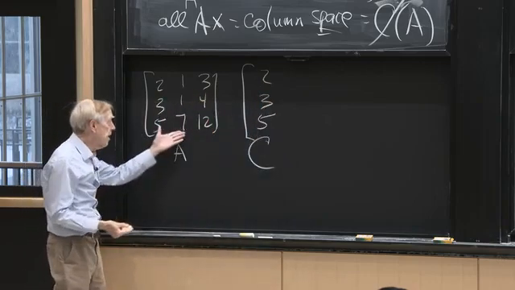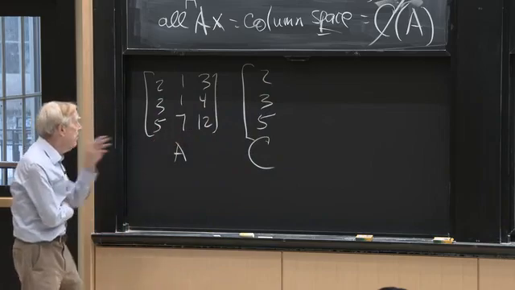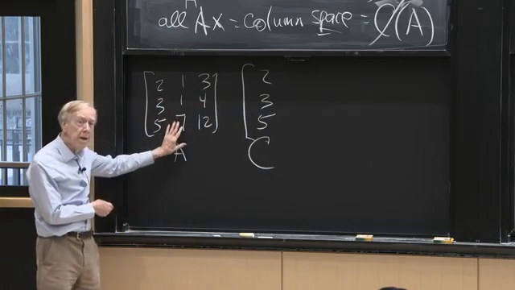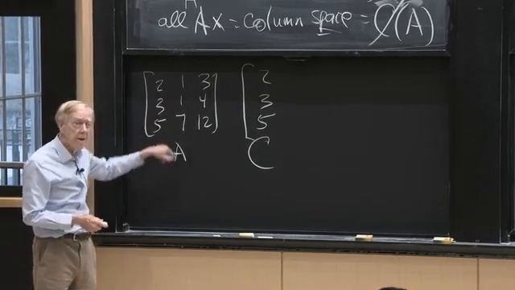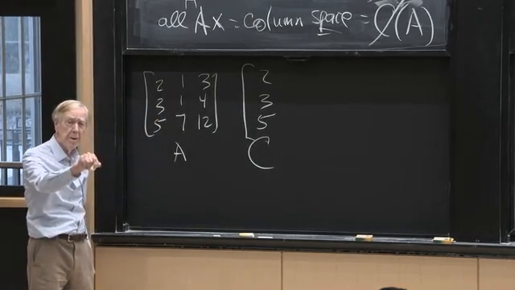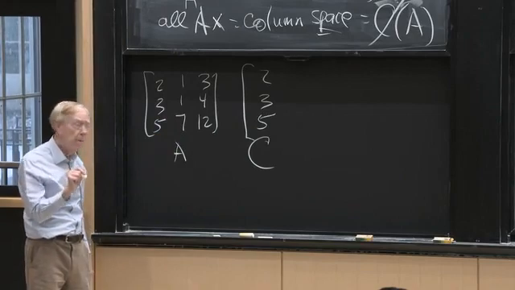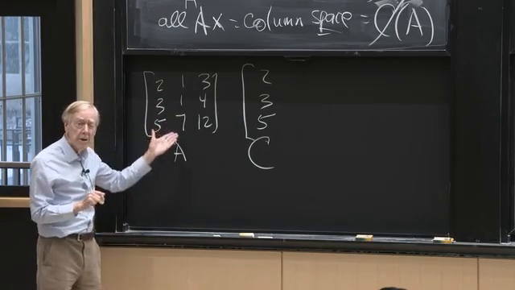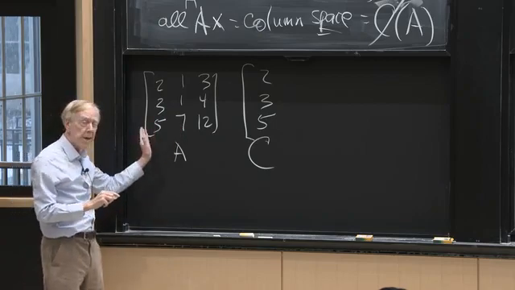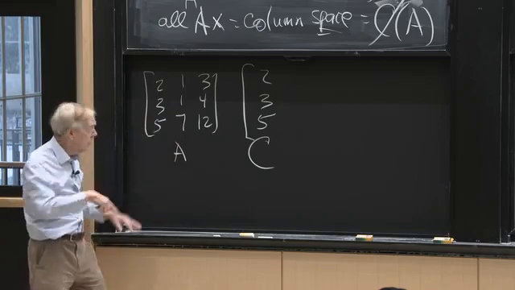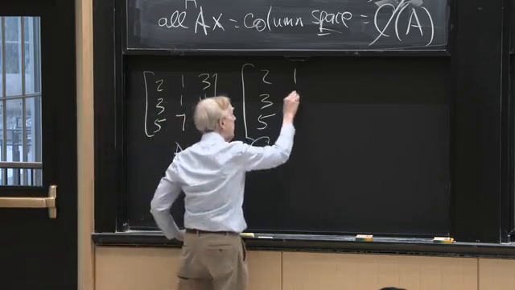Then I go on to the second column. If that column was 4, 6, 10, what would I do? Would I put it in the basis? No. But 1, 1, 7 is okay, right? 1, 1, 7 is in a different direction. It's not a combination of what we've already got. So I say, okay, that adds something new, put it in.